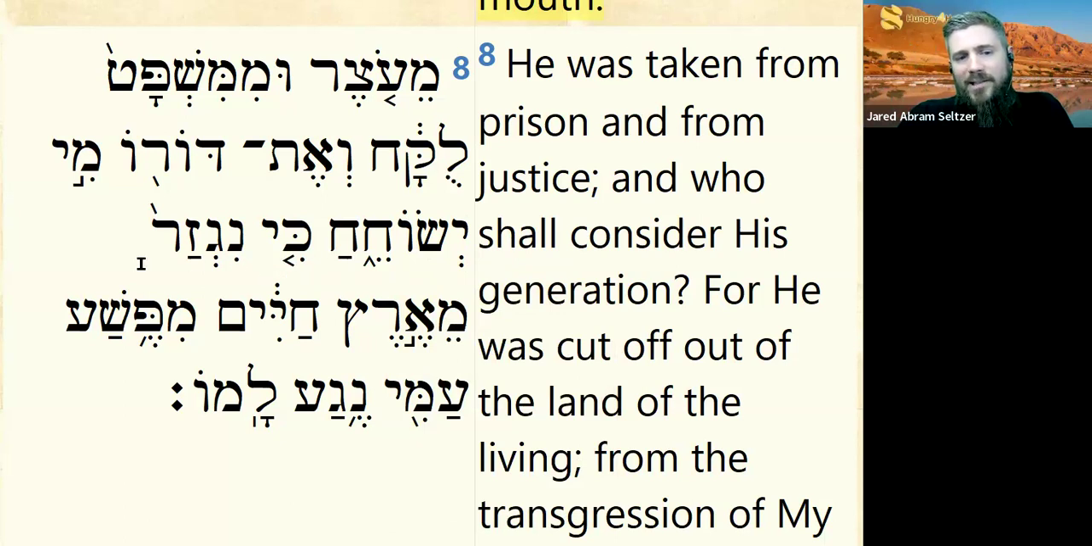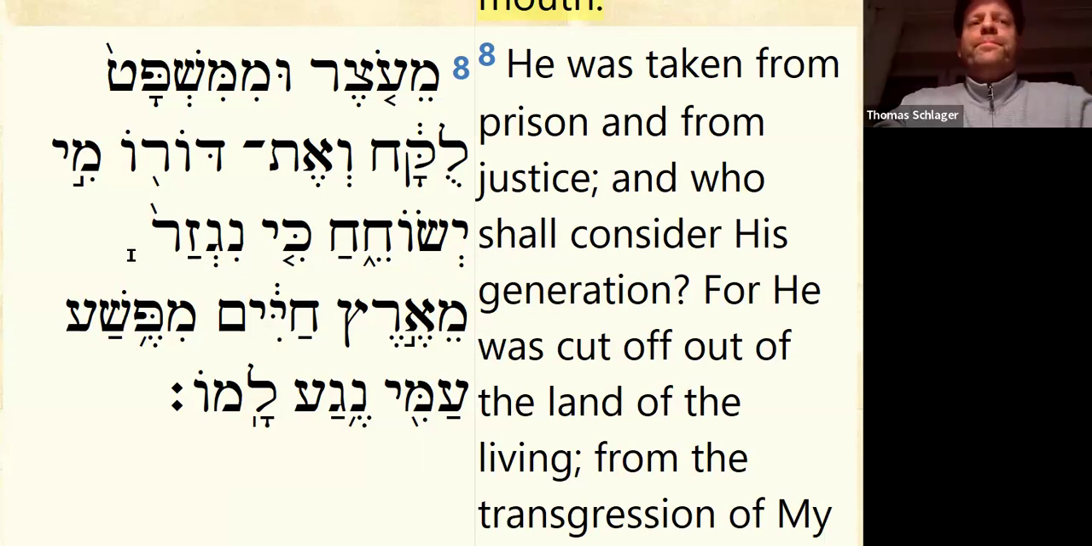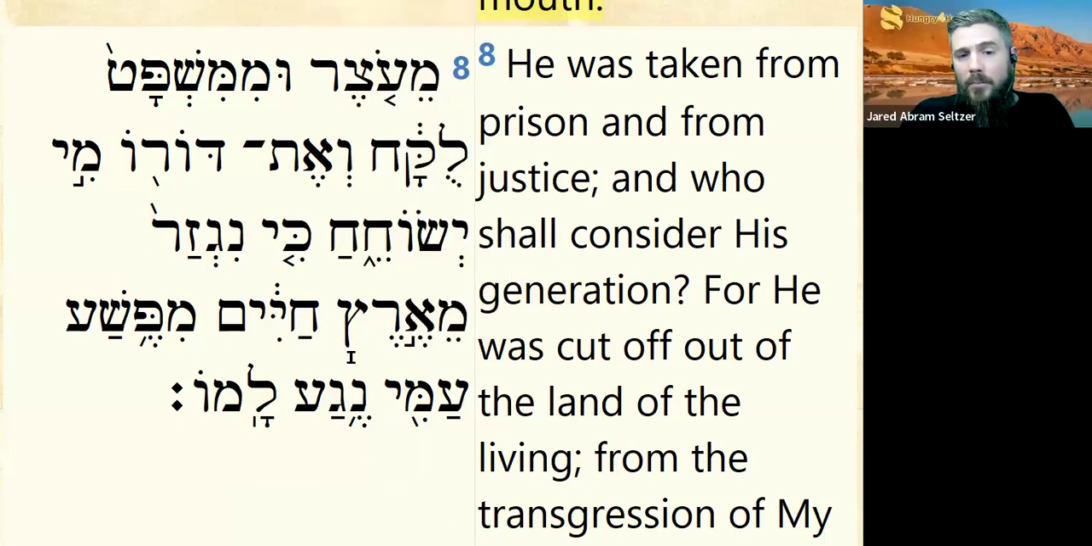Ki nigzar, gzira is something that's cut away. In modern Hebrew, if you cut with scissors, you would say gazar. Nigzar, he was cut off. Me'eretz hayim, from the land of the living. Mipesha ami, from the transgression of my people.